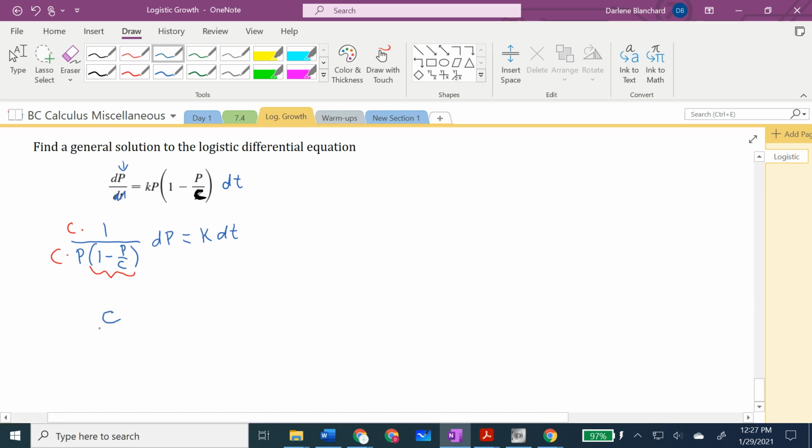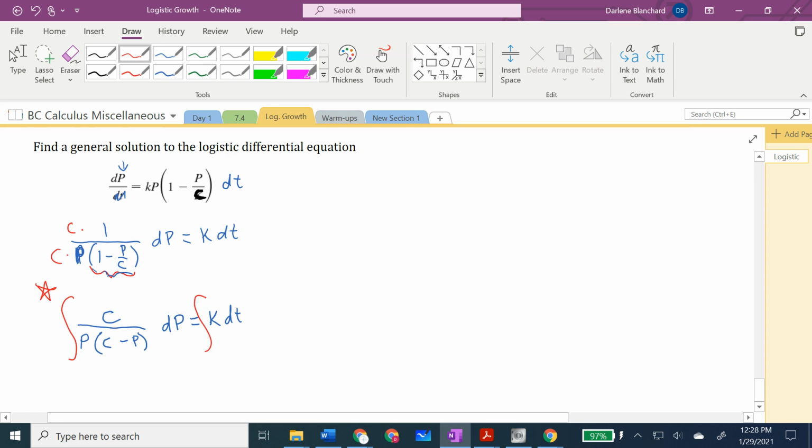So that makes the numerator C and the denominator is now the P that is right here times, and when I distribute the C over this parentheses, C minus P as I distribute. So this is an important place to notice doing a step you wouldn't necessarily think to do. Now it's set up ready for integration.